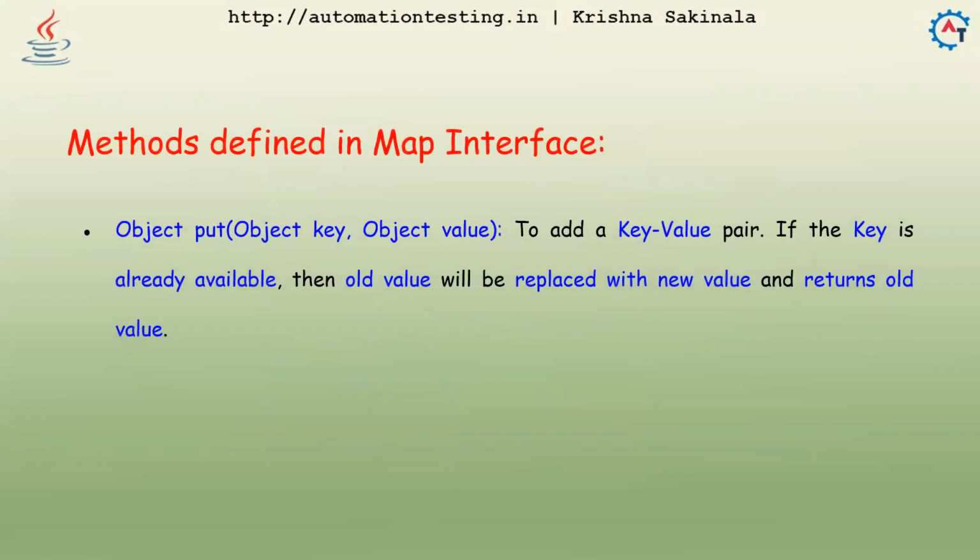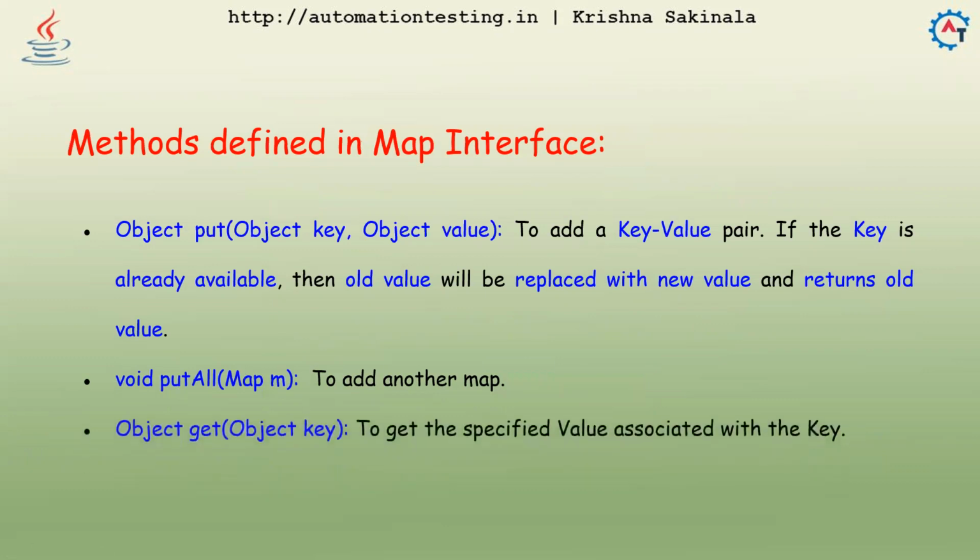So the old value will be replaced with the new value and returns the old value. Void putAll: for a map, you can add only a map, right? So you pass a map object only, to add another map. Get(Object key) gets the specified value associated with the key. With the help of get, you can get the associated value.